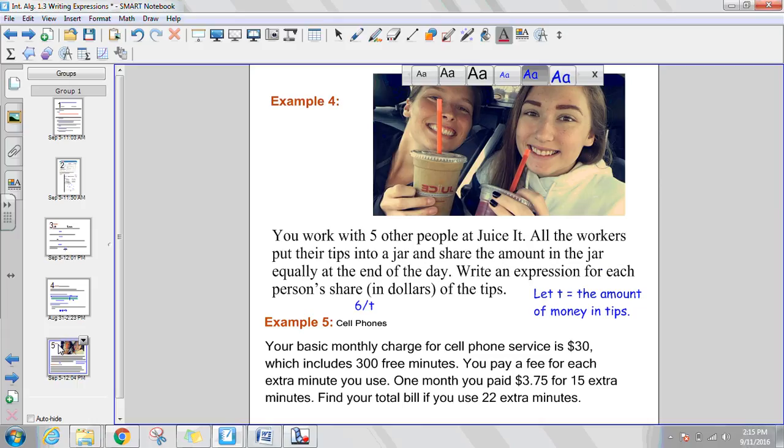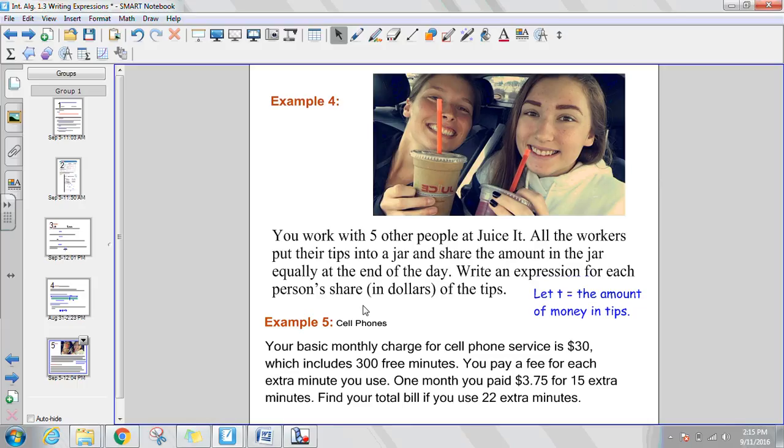All right, our very last example. We have Juice It, my favorite smoothie place to go. It's my little sister and I having our Juice It a couple weekends ago. We're going to pretend that you work there with 5 other people. All the workers put their tips into a jar and share the amount in the jar equally at the end of the day. We're going to write an expression for each person's share in dollars of the tips.